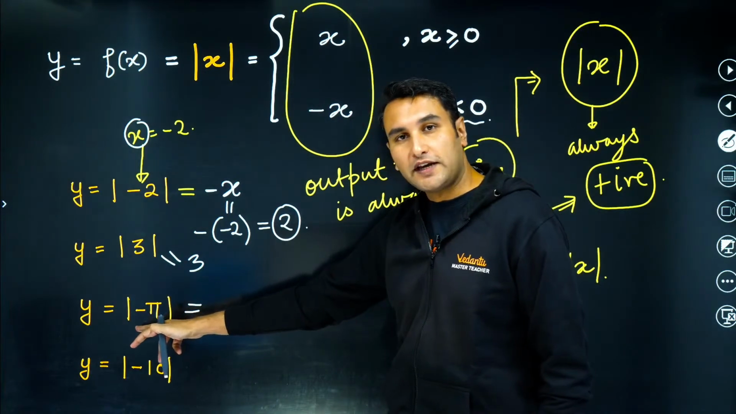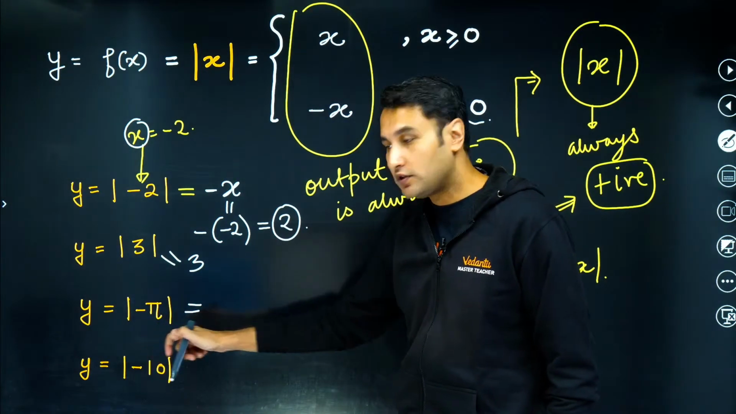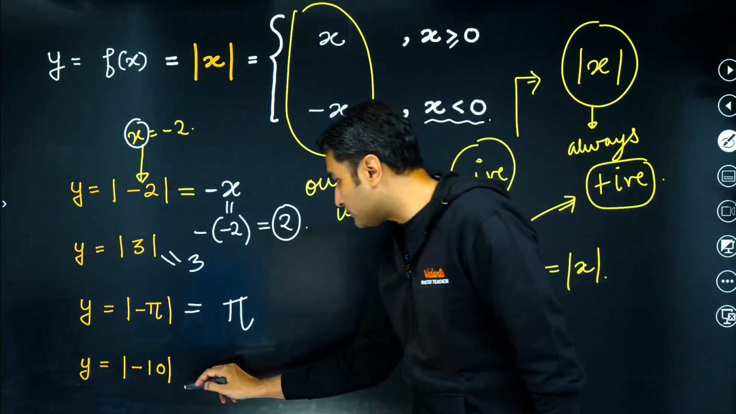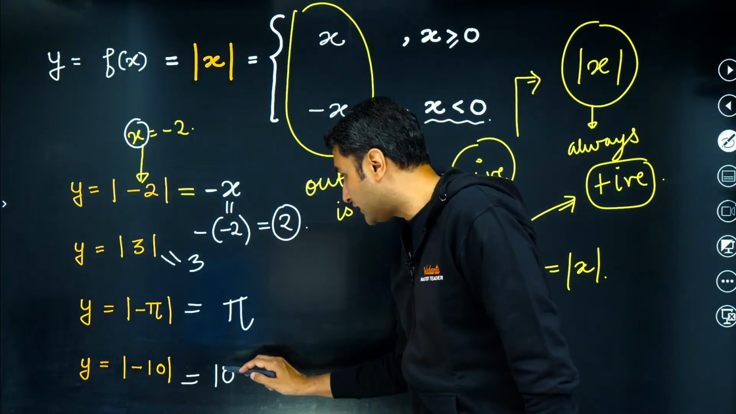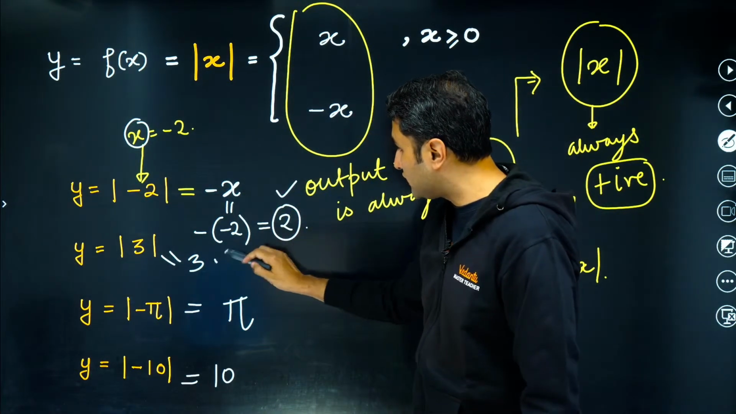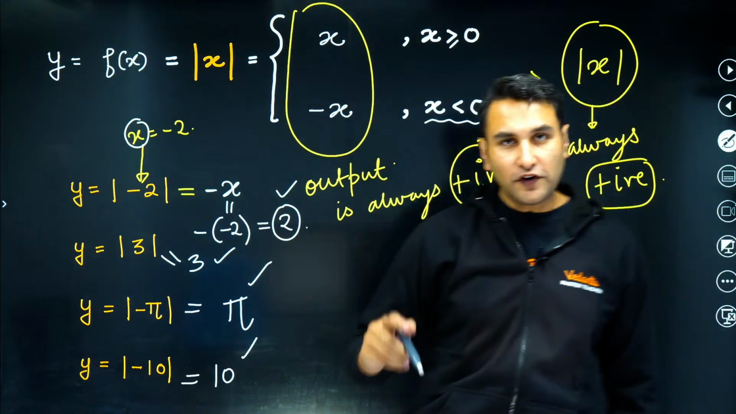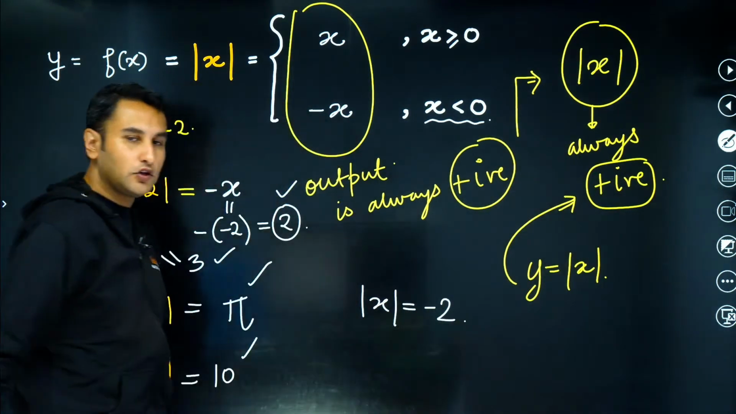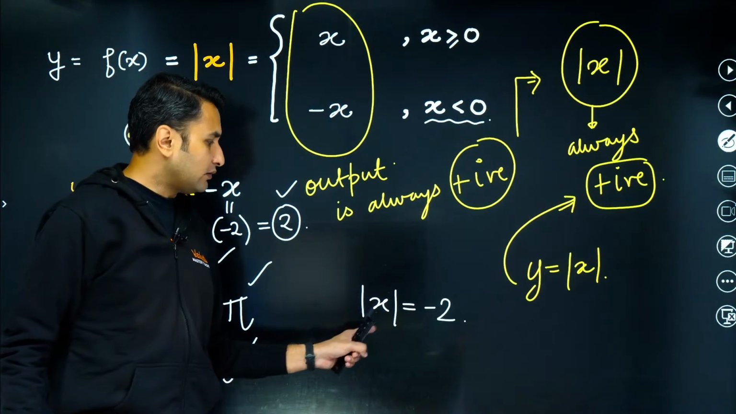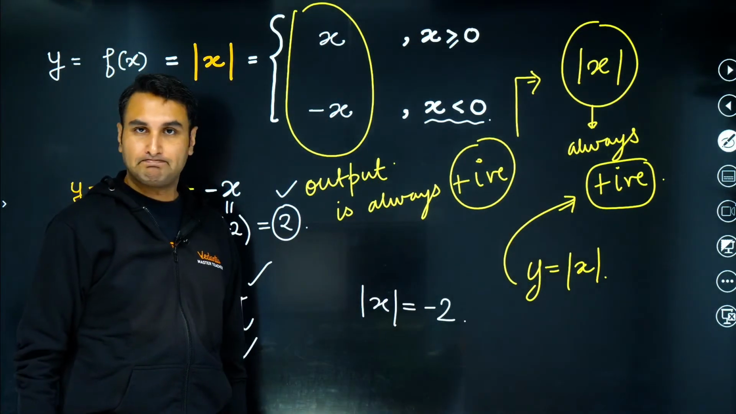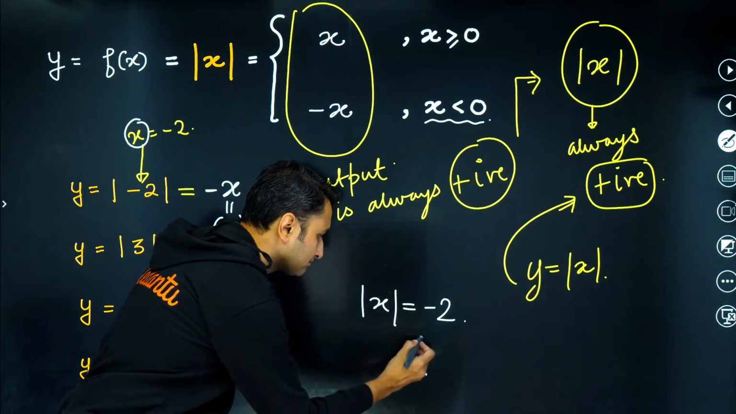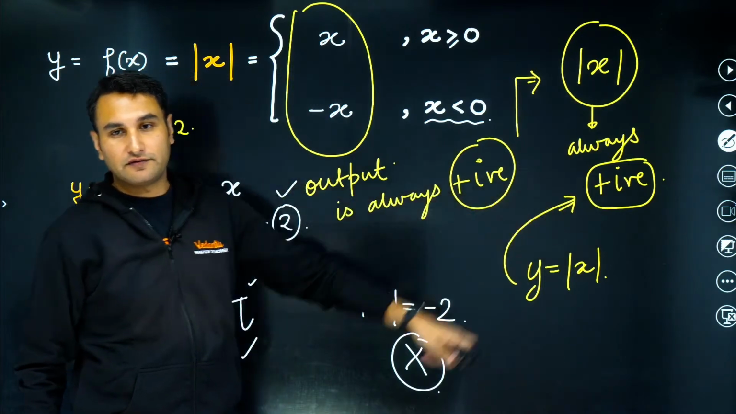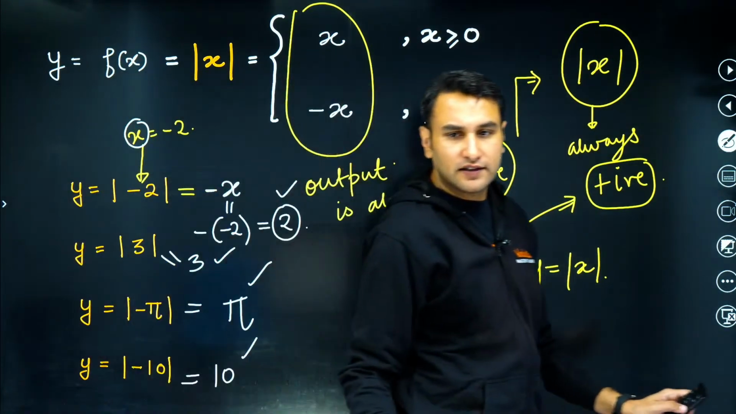So if the input is minus pi, what is the output, bachcho? If the input is minus pi, the output is simply pi. If the input is minus 10, the output is, bachcho, what? 10. Remember, the output is always positive. Clear? What if I tell you that modulus of x is equal to minus 2? What's the value of x? Can modulus of x be minus 2 ever? No, because modulus is always positive. Clear? This is all clear.